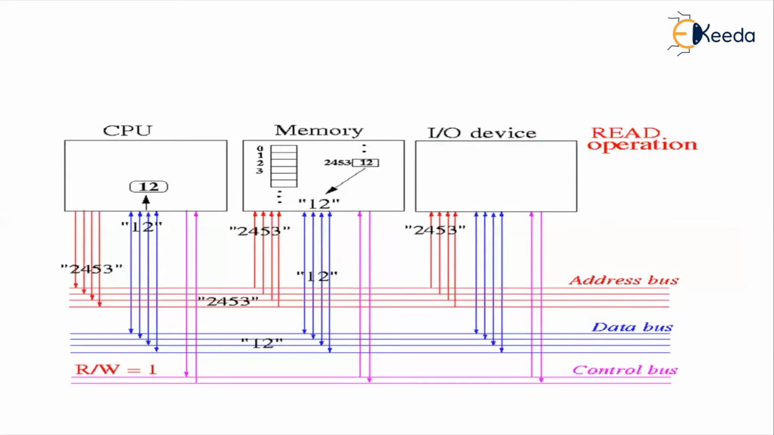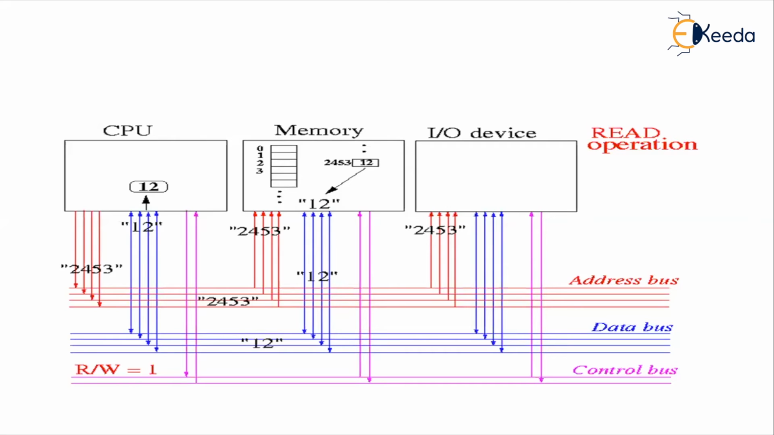So now when you look at this diagram, it consists of a CPU, memory, and the I/O devices which are interlinked with each other. Now these devices are performing a read operation. In red, it is the address bus. In blue, it is the data bus, and the other one is the control bus. All of these buses are interlinked with the CPU, memory, and the I/O devices.